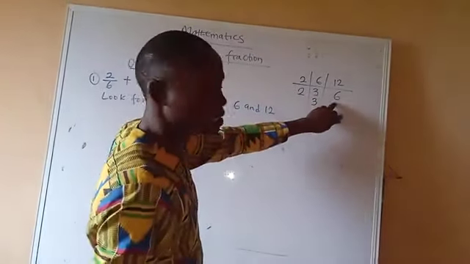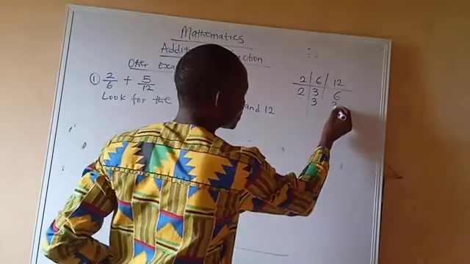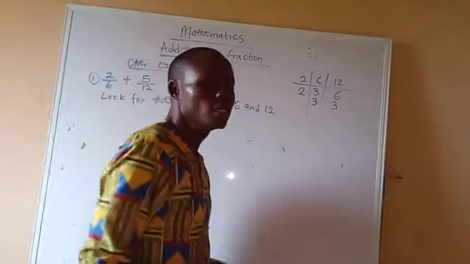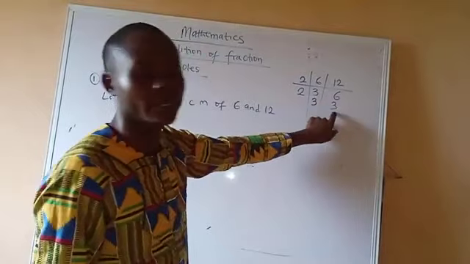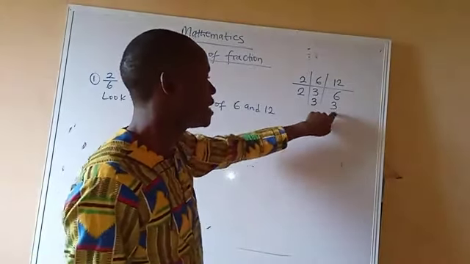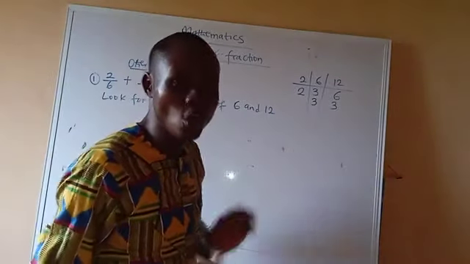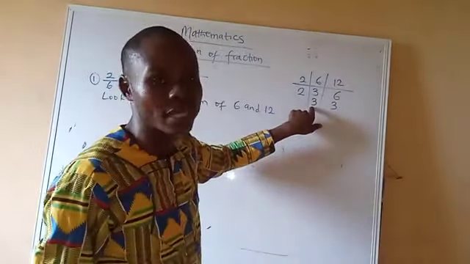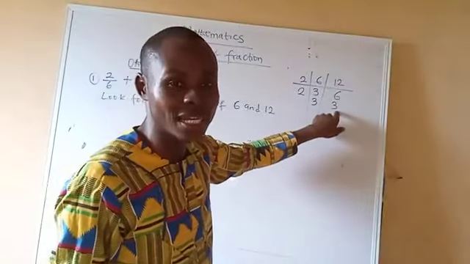Now 2 into 6 will give us what? 3. Good. Now we have 3 and 3. Is there any number that 2 can divide here without a remainder? No. 2 cannot divide 3 without remainder. 2 cannot divide another 3 without remainder.